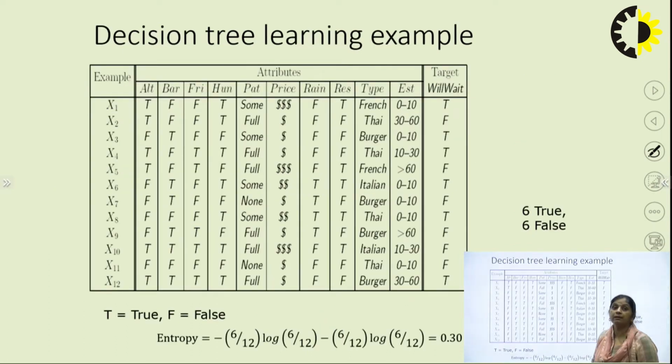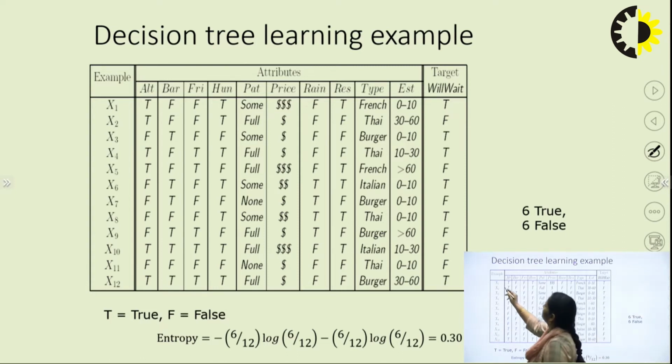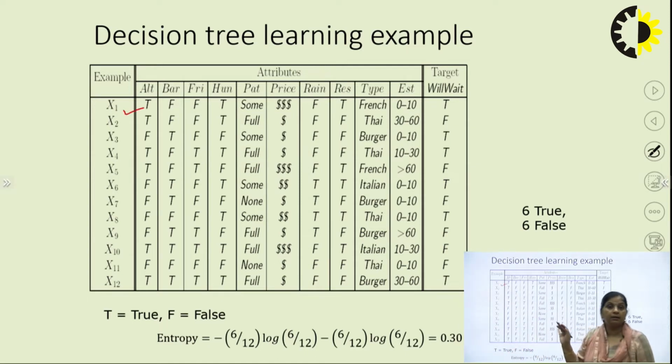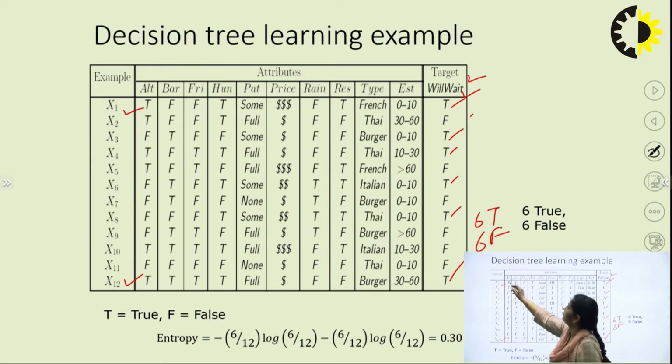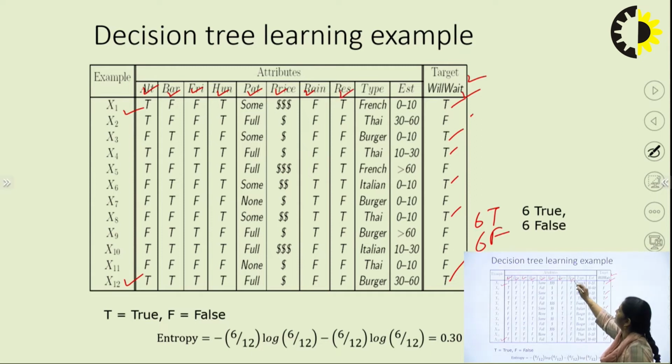So let us understand inductive learning with the help of an example. In this example we are given 12 instances. This is the data set, with x1, x2, up to x11, x12, a total of 12 examples. The target is the wait value. If I talk about this target, I have 6 true values, and in the same way 6 false, because in total these are 12. And I have the attributes alternate, bar, Friday, hungry, patrons, price, rain, reservation, type, and estimate of the time. So these are the 10 attributes.